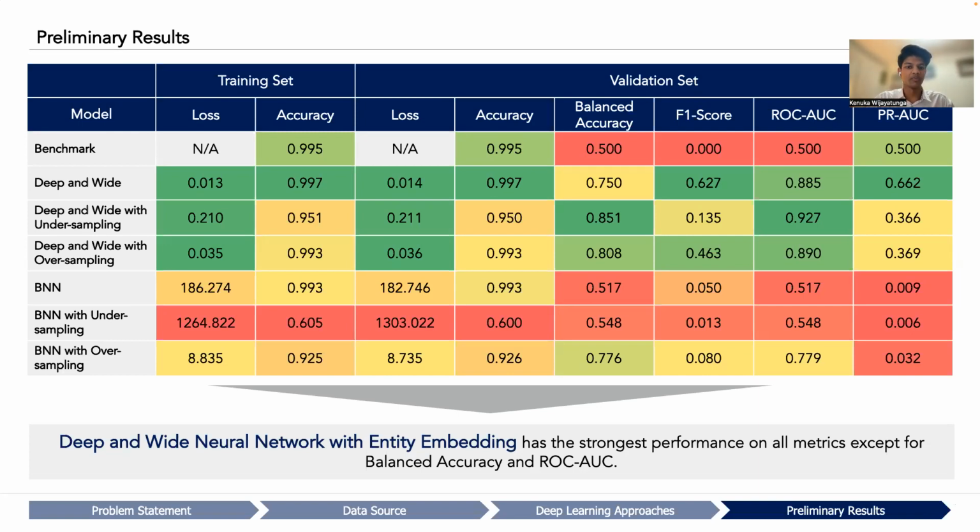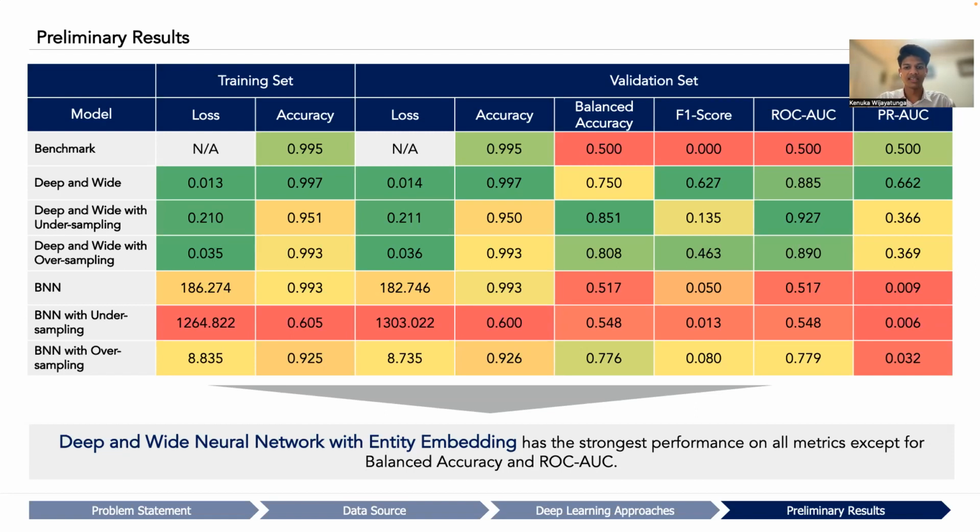As you can see, the benchmark model has very high accuracy, as previously mentioned, but does very poorly on most of our other metrics. In contrast, the BNN model performed poorly across all metrics and will need a bit more fine-tuning. However, the deep and wide neural network with entity embedding had the strongest performance on all our metrics except for balanced accuracy and ROC. And for these two metrics, the deep and wide with undersampling actually performed the best. So overall, we can see this model is doing quite well.